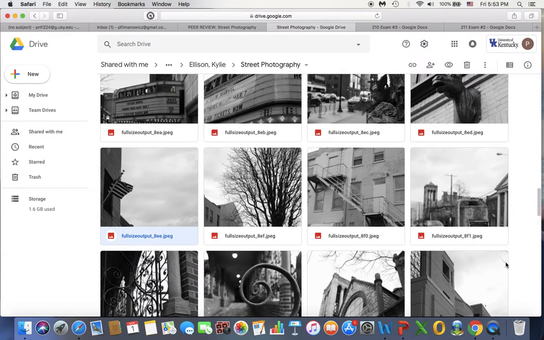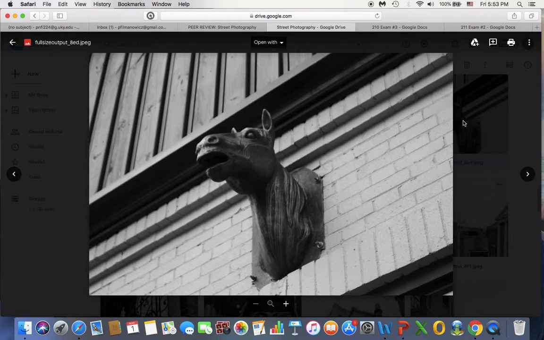And then a second image that was a little weaker than the others was the one with the horse hanging on the building, just like the last picture. This one doesn't really display street photography as it has no meaning of a society or the environment around it. To make it better, you could have incorporated the whole building and the environment that was surrounding this figure.